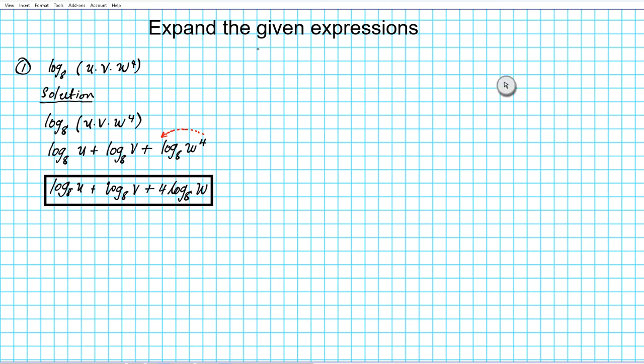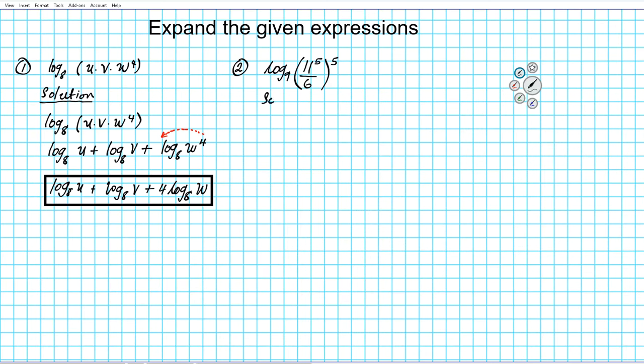Let's take a look at another example. Number 2, let's say we have a quotient situation happening. Let's say we have log base 9 of 11 to the 5th divided by 6, all raised to the 5th power.